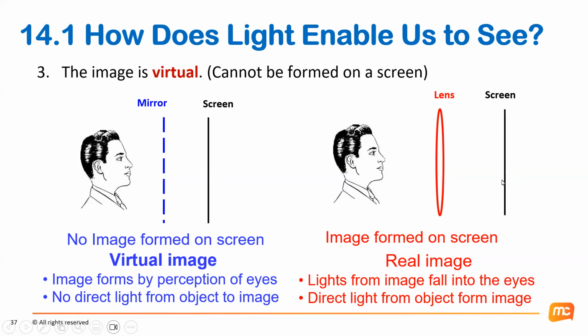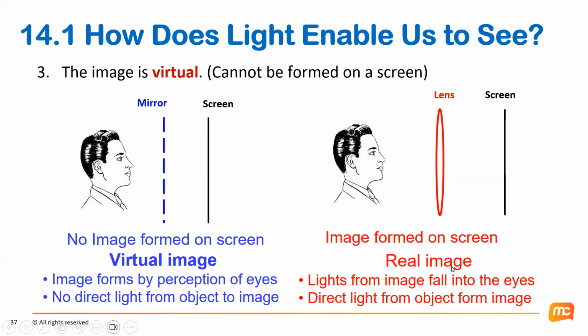One very good example of a real image is the image formed by your projector. The image from the projector is able to be formed on the projector screen. Or when you go to watch a movie in the cinema, the image that you see on the screen is a real image. They are formed by lens. But we'll talk about lens later on next year.